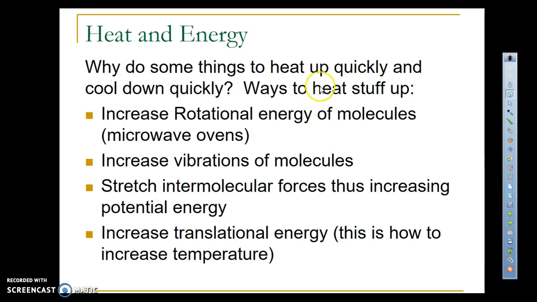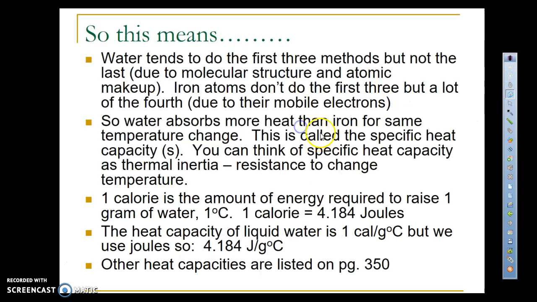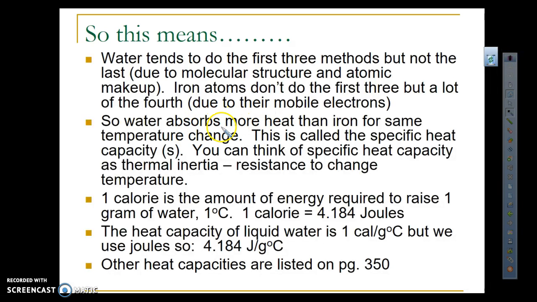All right, so the second part here is called specific heat capacity. I'm not going to spend a ton of time on this. You can read through it. This is the way things heat up and cool down, and translational energy is the best way to increase temperature. Water tends to do the first three things to increase temperature, and iron atoms, for instance, do the fourth. So water can absorb more heat than iron for the same temperature change. This is called specific heat capacity. You could think of specific heat capacity as thermal inertia, a resistance to change.